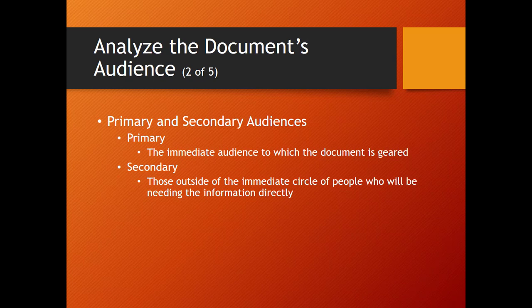When you talk about audiences, there are primary and secondary audiences. The primary audience is the immediate audience to which the document is geared. Secondary audiences are those outside the immediate circle of people who will be needing the information directly. A good example, if you think of something like work instructions, the immediate audience might be the people who are working directly on whatever they are creating. A secondary audience might be engineering.